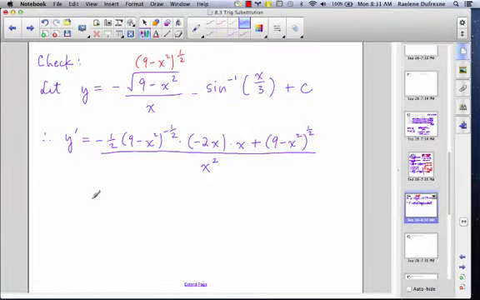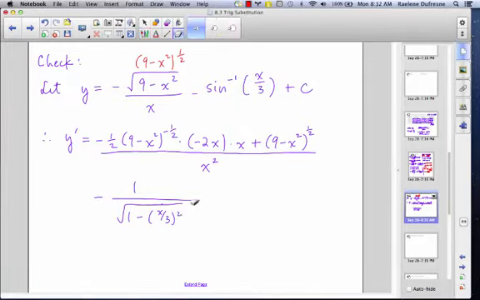And that will be minus also the derivative of sine inverse of stuff, which will be 1 over the square root of 1 minus stuff squared, multiplied by the derivative of stuff. And the derivative of x over 3 is 1/3. The derivative of a constant is 0. I'm going to need to do some simplification. I'm going to multiply the top and the bottom of the first fraction by 9 minus x squared to the positive 1/2.